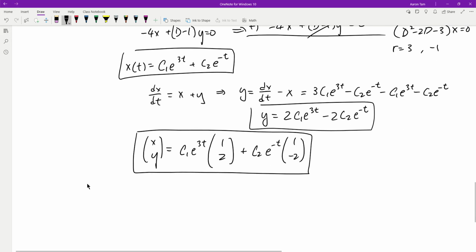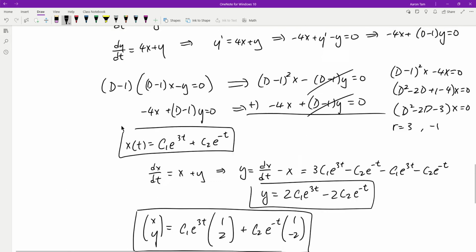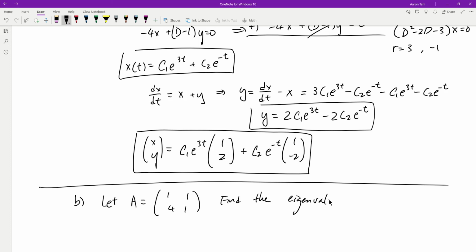Now, I'll show you what happens if I want to do this entire problem, but using eigenvalue and eigenvector. So let's say we're going to let A equal to the matrix 1, 1, 4, 1. I'm going to ask you to find the eigenvalue and also the eigenvector for A.